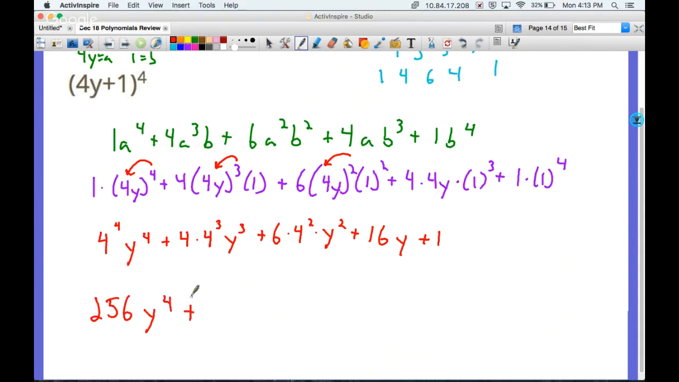256y to the fourth plus, this would be 256, y to the third, plus 6 times 16, 96, y squared, plus 16y plus 1. All right, it's expanded completely.